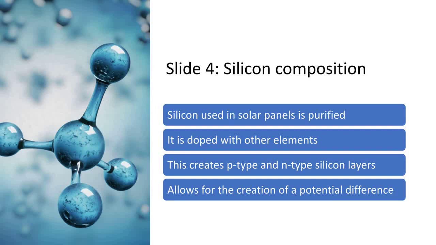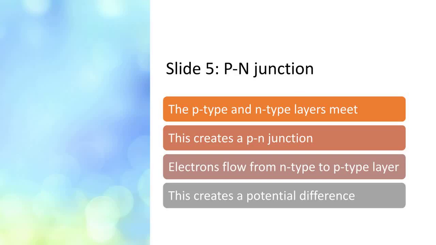In this fifth slide, we will be discussing the p-n junction in solar panels. The p-type and n-type layers of silicon within a solar panel meet to create a p-n junction. When sunlight hits this junction, electrons in the n-type layer are excited and flow towards the p-type layer. This movement of electrons generates a potential difference between the layers, creating an electrical field that drives the flow of electrons in the solar panel.